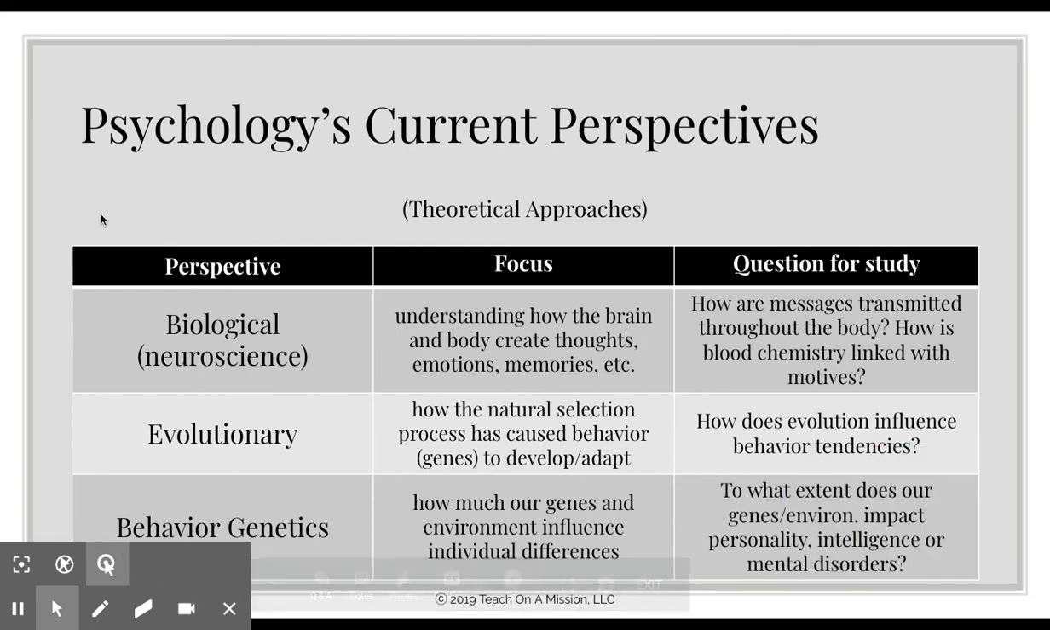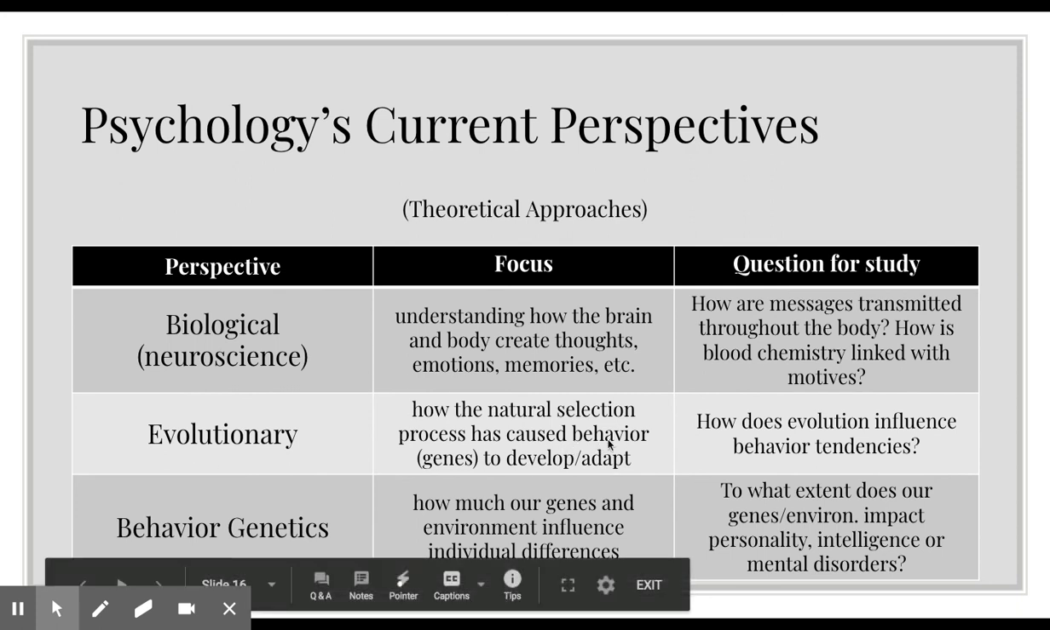Okay. So again, we have the biological perspective, understanding the brain, and the questions they ask through this study are like, how are these chemical messengers being transmitted? Is there an imbalance of hormones? Evolutionary, like we said about Darwin, it's all about adaptation and development, and how does evolution influence our behavior and tendencies?